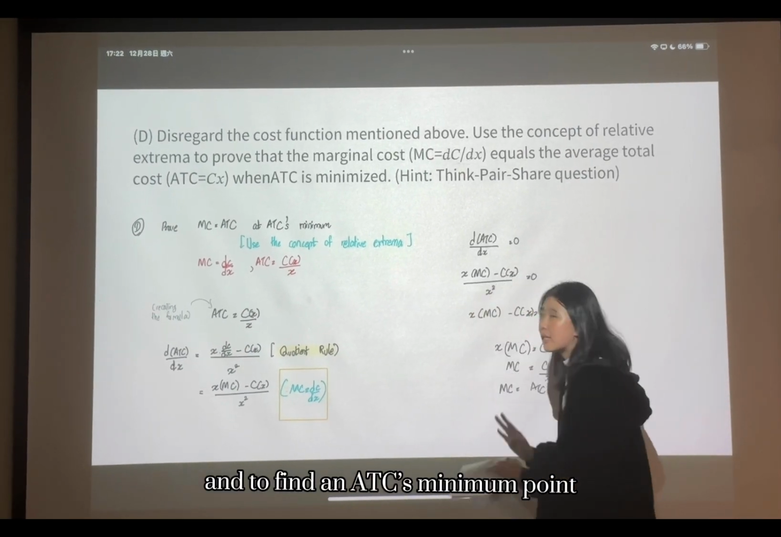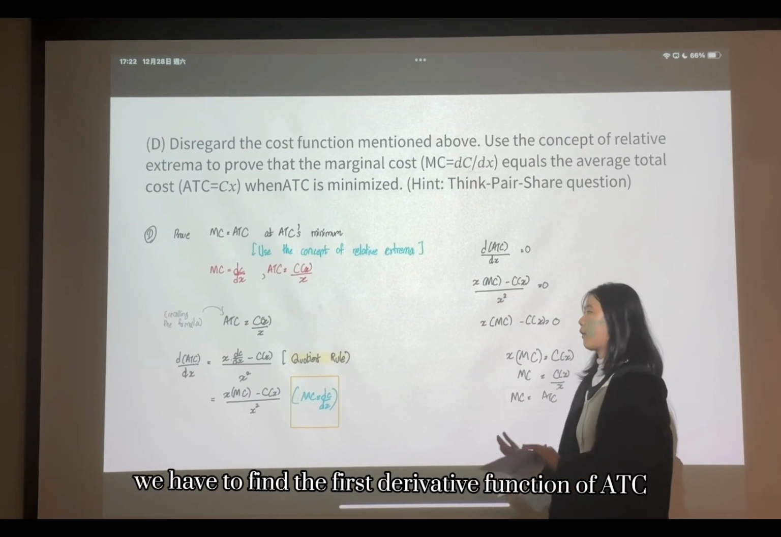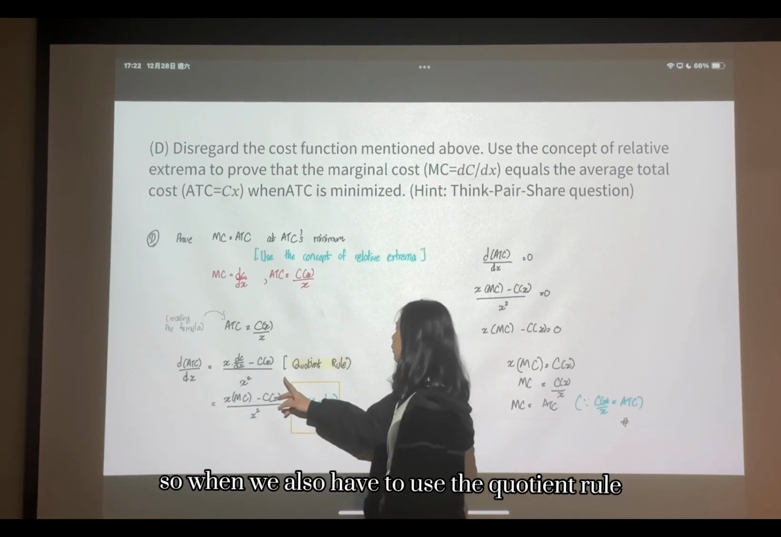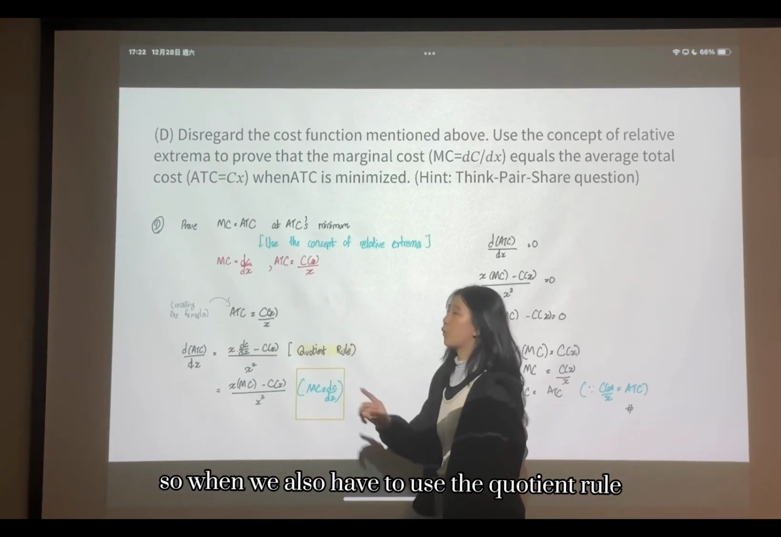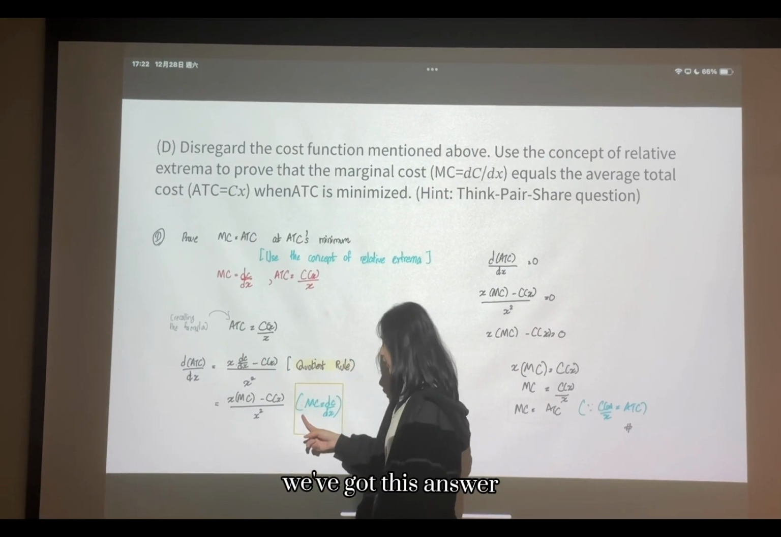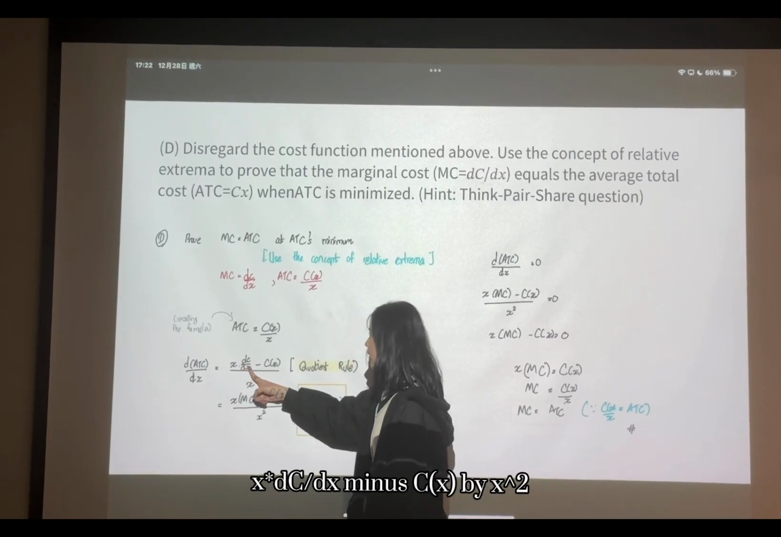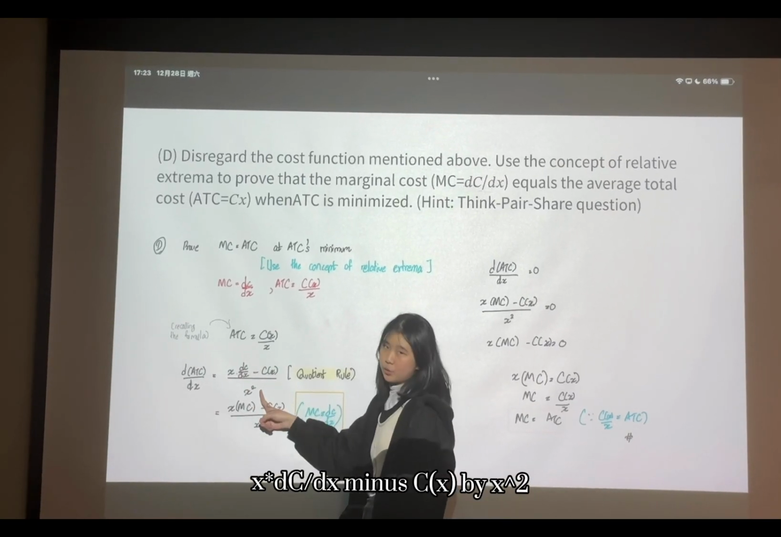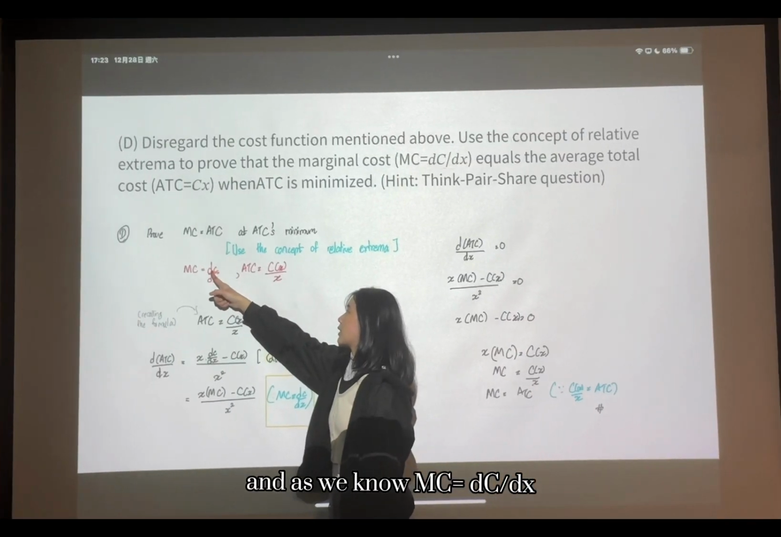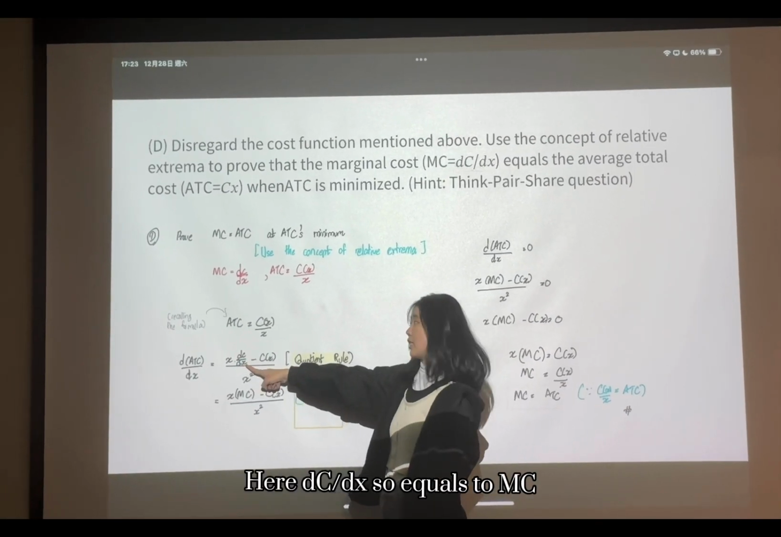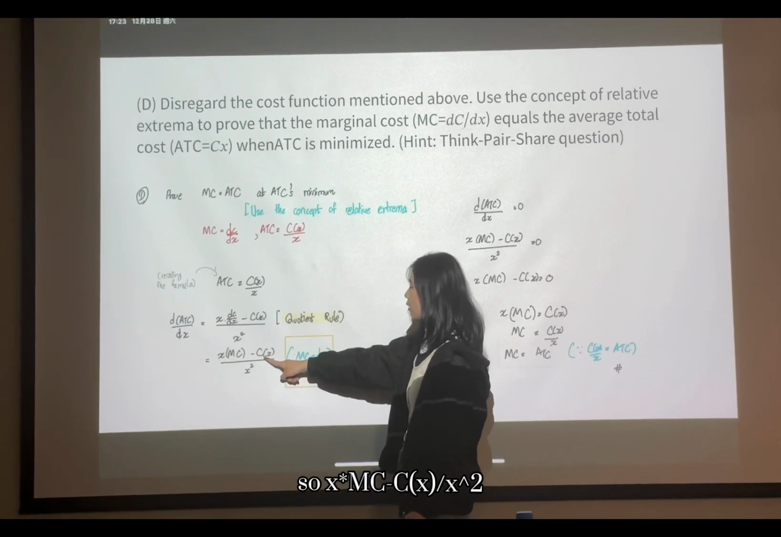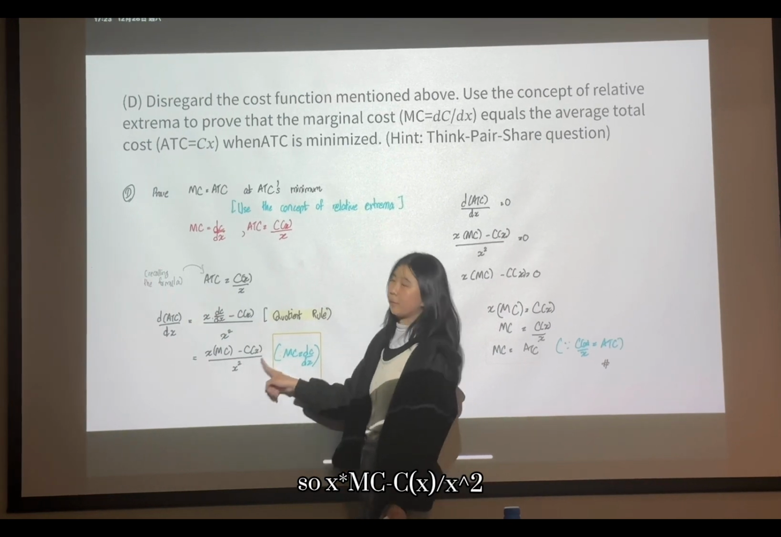And to find the ATC minimum point, we have to find the first derivative function of ATC. So we have to use the quotient rule. When we use the quotient rule, we get this answer: x dC by dx minus C of x, over x squared. And as we know, MC equals dC by dx, so we get x MC minus C of x, over x squared.